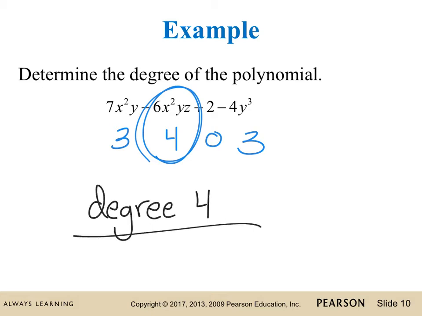So degree is the degree of the highest degree of any term in the polynomial. So you look at individual degrees and then pick the highest. Now this is a 4-term polynomial. Again, we don't have a special name for that.